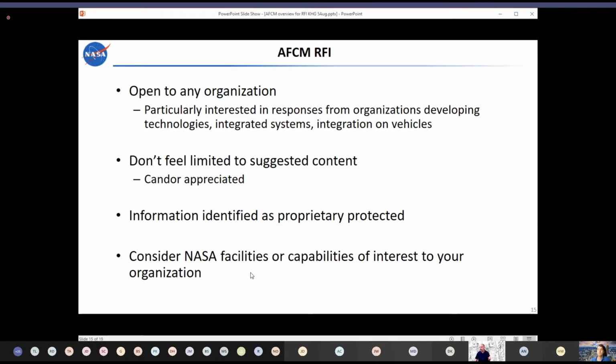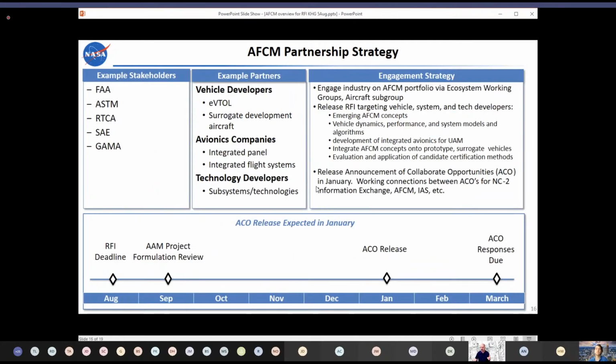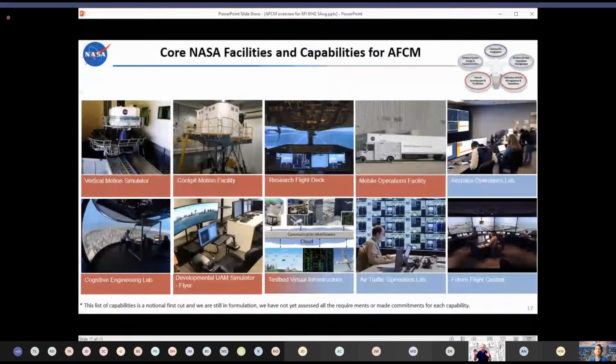And then as you're going through this, you might want to consider NASA facilities or capabilities that would be of interest to your organization if you are considering a partnership. And my slide package will be available on the NARI website, so you can look for this there. But this just shows some of the facilities that might be of interest to people who are either developing integrated systems or looking at the vehicle integration aspects.